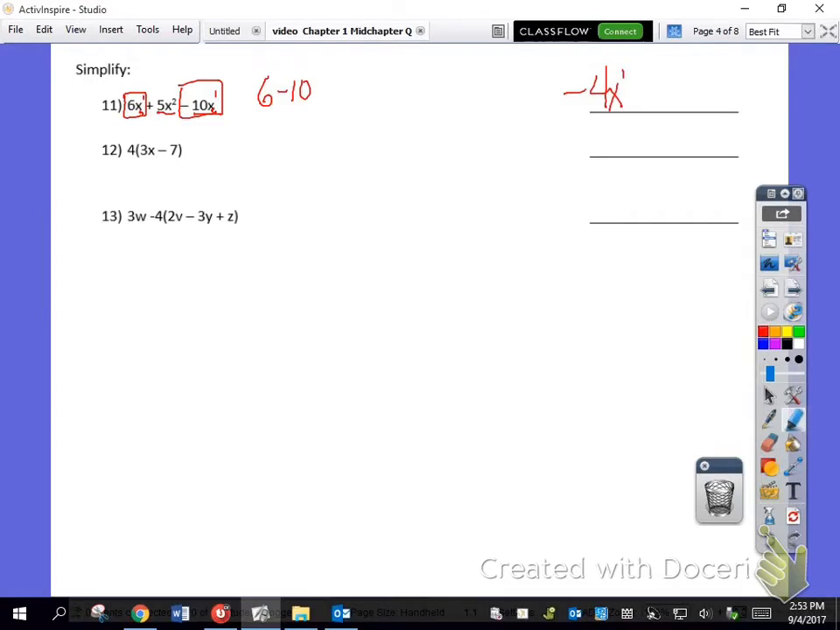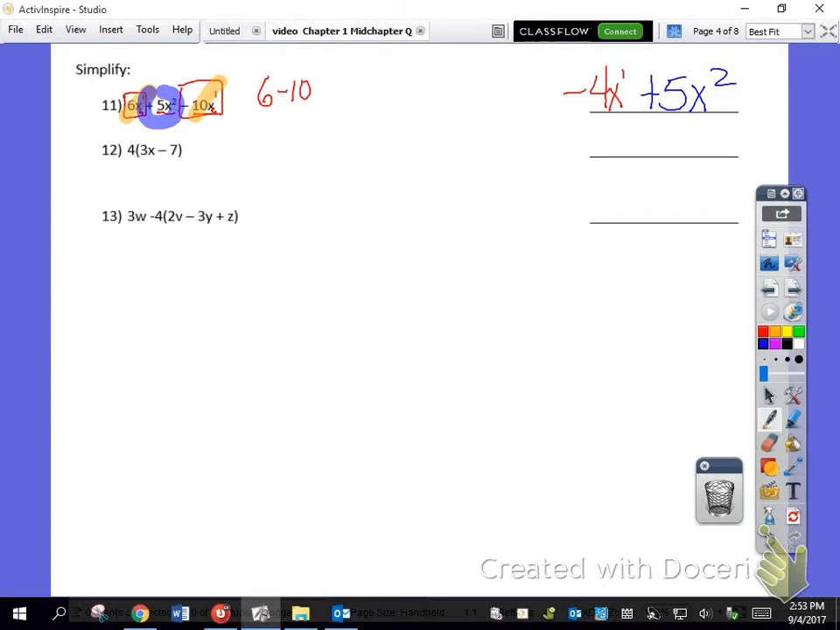Now, I have used those two, so I will not use them again. What is left? I have plus 5x squared. So I'm going to put that beside it, plus 5x squared. I cannot combine x to the first and x to the second because they have different exponents. They are not alike. So that's my final answer.